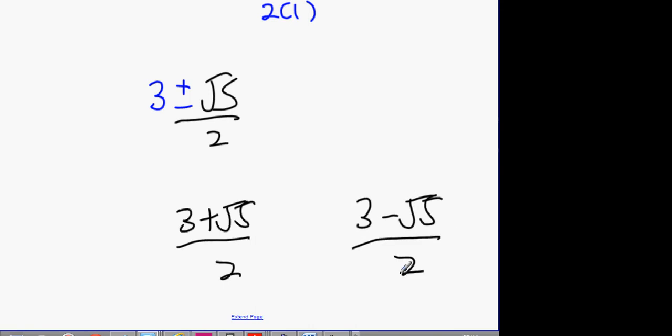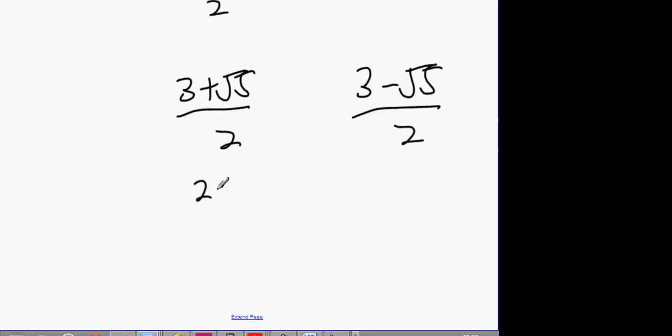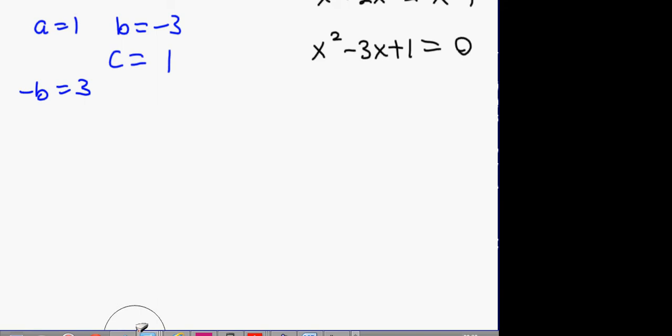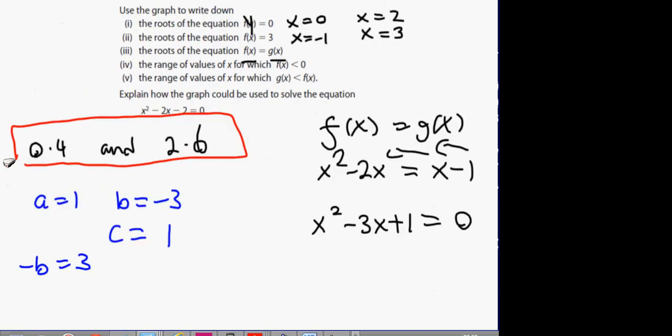Which one? What's the answer to both of them? I got 2.61. That's perfect, isn't it? And what about the other one? Around 0.4 somewhere? 0.38. Is that exactly what we're expecting? Yes. Okay. That means we did a good estimate. Okay guys, now let's go back to the question at hand.